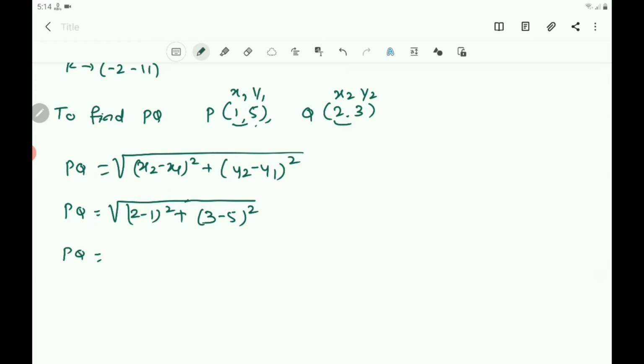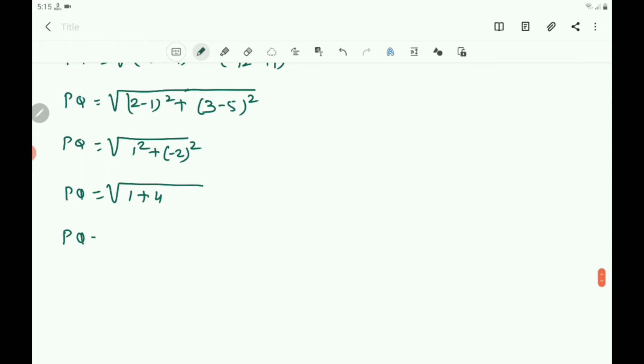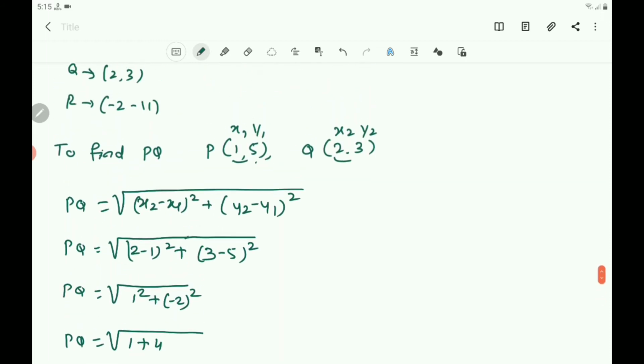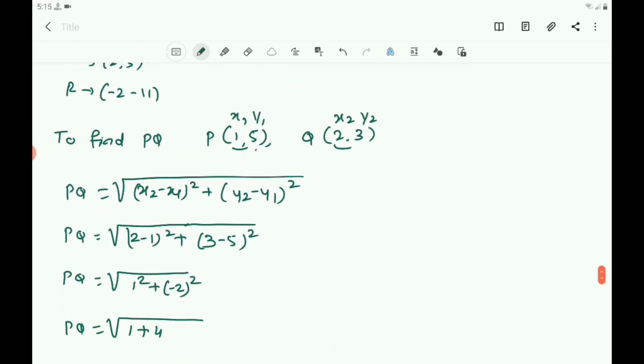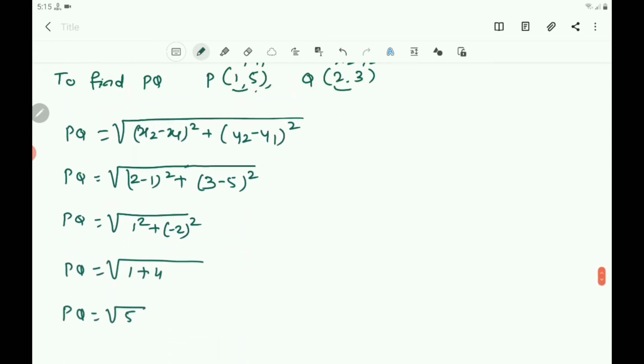PQ equals root of: 2 minus 1 is 1, 1 square; then 3 minus 5 is minus 2, whole square. So 1 square is 1, plus minus 2 whole square is 4. So PQ equals root 5. Next, you find QR. You have to find PQ, QR and PR. You got PQ now.